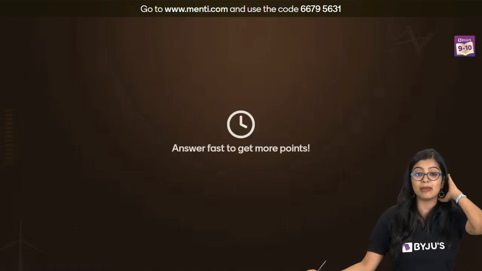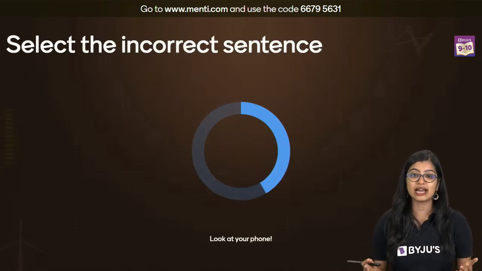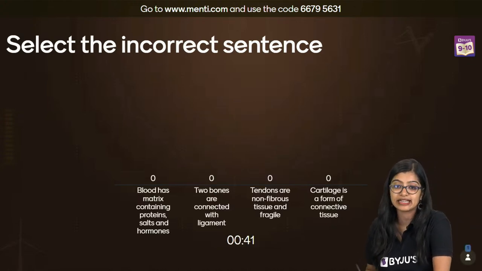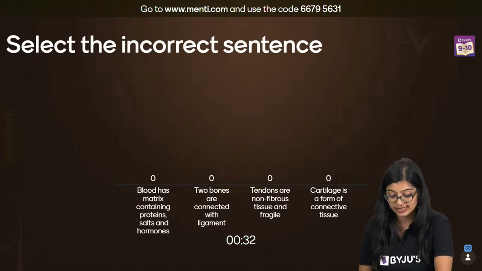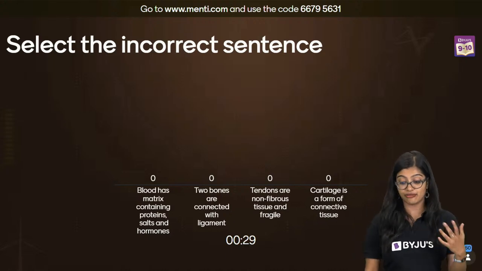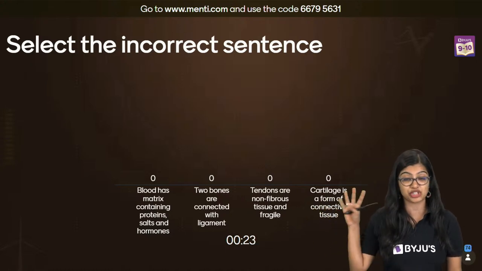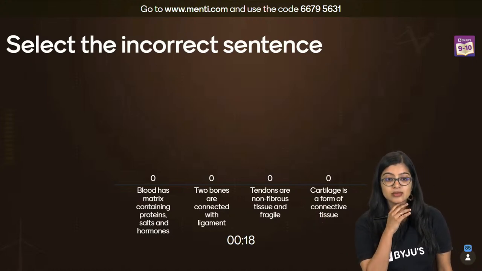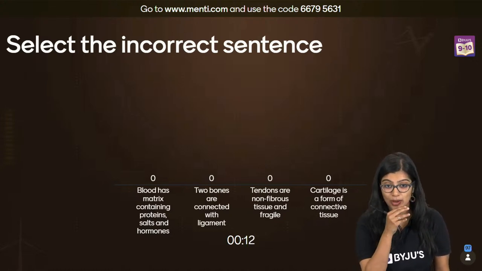Now moving on to question number 40. Last, 40th question, after which we have just 10 more. Select the incorrect sentence. Okay, let's have a look. You have four statements from which you need to identify the incorrect one. Blood has matrix containing protein, salt and hormones. Two bones are connected with a ligament. Tendons are non-fibrous and fragile, and cartilage is a form of connective tissue. This is from the exemplar as well. Chances of this kind of question coming are very high. So stay focused, right? Use the elimination method if need be. You can use the elimination method for MCQs as well.